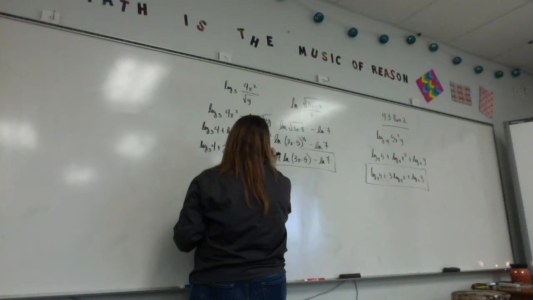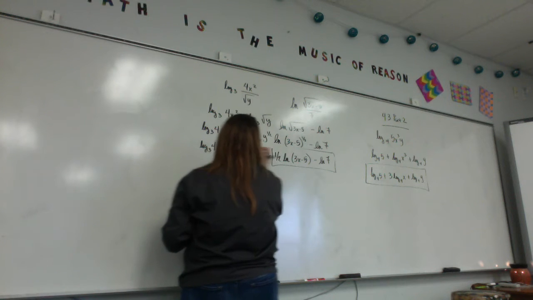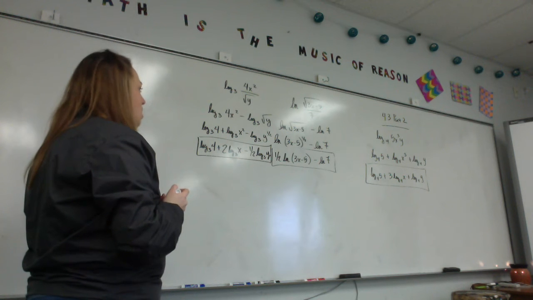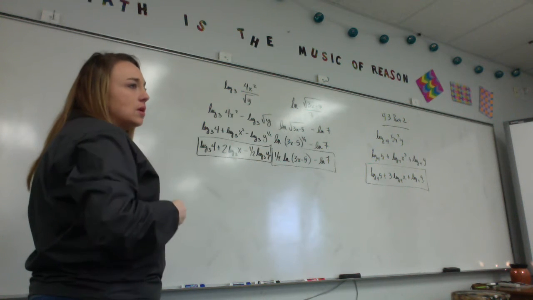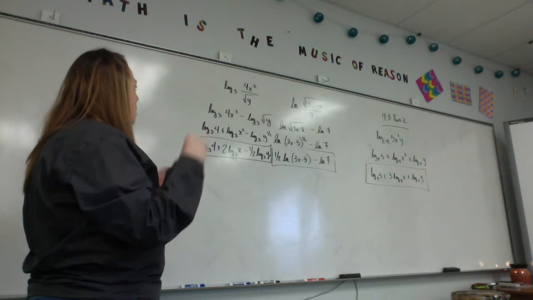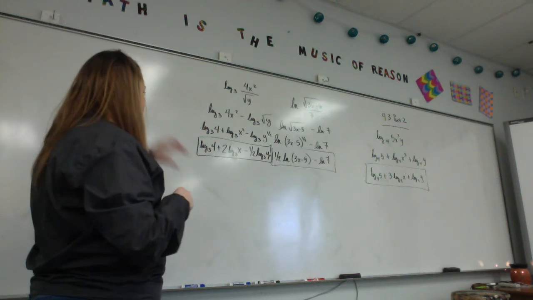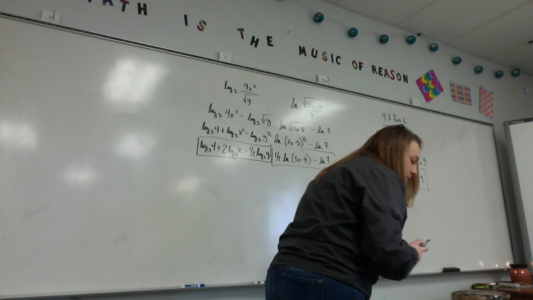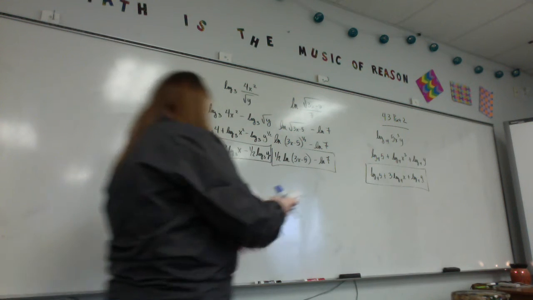So I have 3 rules I have to follow for expanding and condensing. Those 3 rules never change. So you're just always checking for all 3 rules. Breaking it apart through division, through multiplication, and then exponents moving to the front. Okay? Now we're going to work on 3 different ones of condensing.